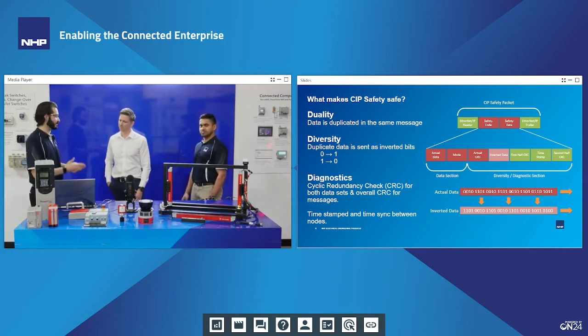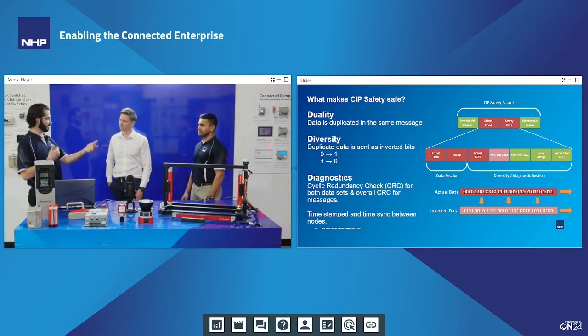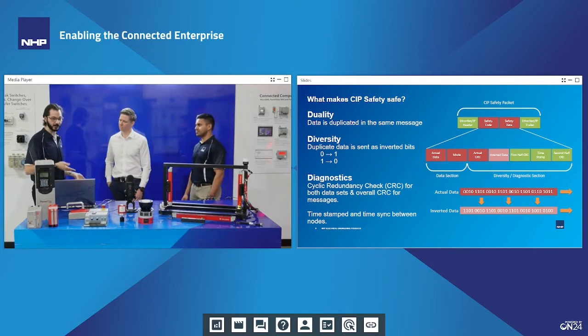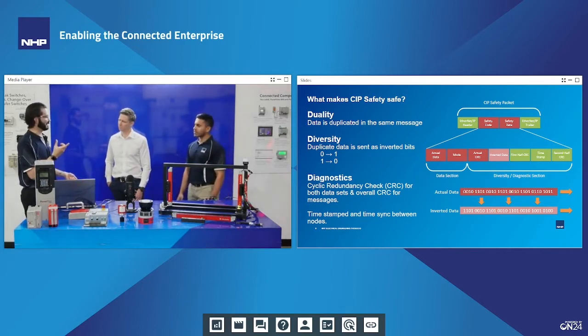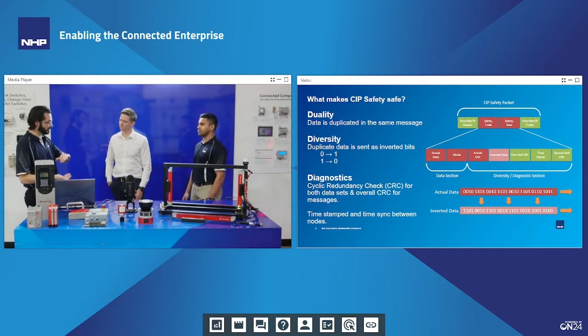And then, of course, there's the diagnostics. So part of having this whole dual channel architecture and being able to have this diversity, this is all incorporated into the diagnostics. But what you'll probably notice from the slide as well is that most of the data packet in CIP Safety is dedicated to diagnostics. You've got cyclic redundancy checks, you've got dual data, you've got the diverse data. The actual data that's useful is only a tiny fragment of that data packet. The rest of it is to ensure that it is completely safe and has its full integrity.